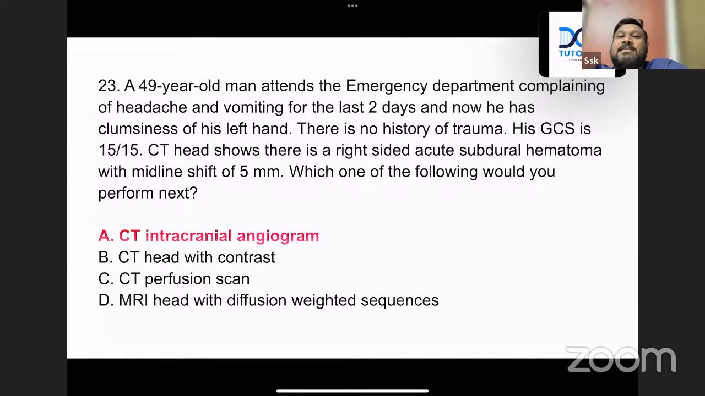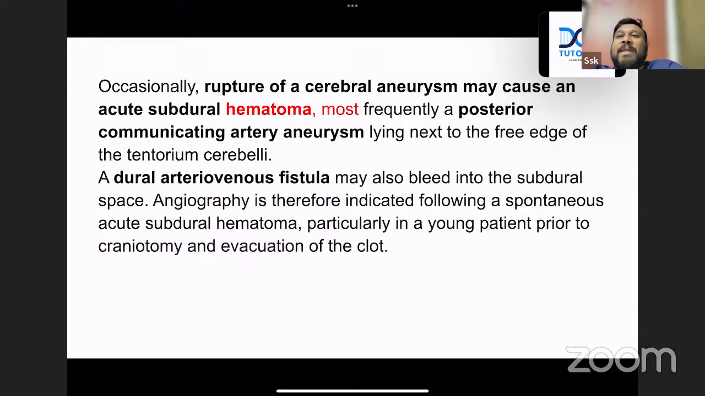See, the next thing that you can do is a CT intracranial angio. So why a CT intracranial angio? Mainly to rule out a dural AV fistula. So mainly to rule out a dural AV fistula, you have to do a CT cerebral angio.